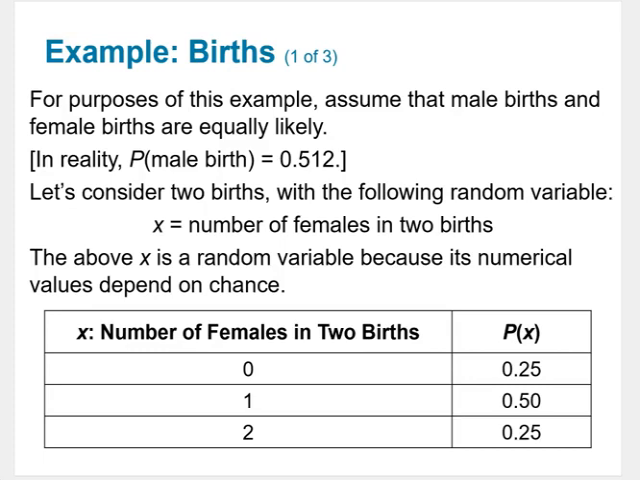So this chart tells you that if you have 2 children, you have a 25% chance of having 0 females. If you only have 1 female, that's a 50% chance, and if both are females, that's a 25% chance of that. So the question becomes, is this a probability distribution, and if so, how do we know?